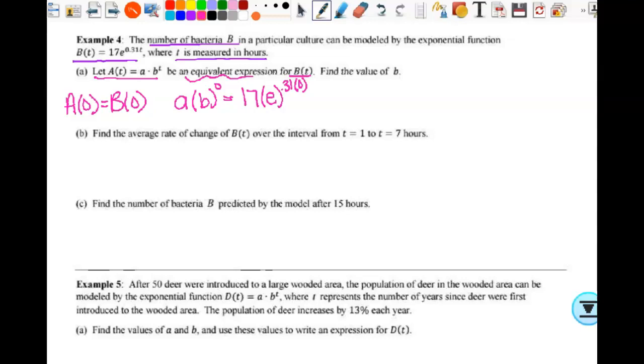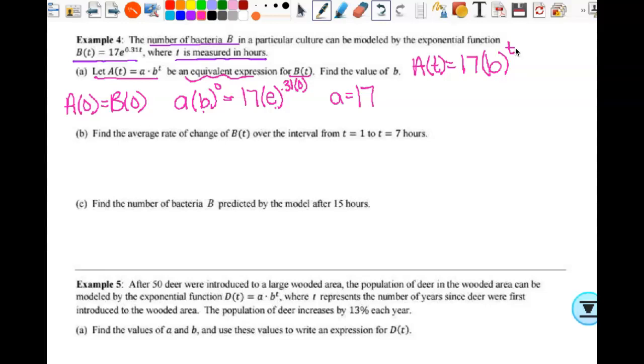So what is B to the 0 power? 1, and 1 times A is A. Well, 0.31 times 0 is 0. What is E to the 0 power? 1. 1 times 17 is 17. So A is 17. I know that for A of T, this would give me 17 times some B that I don't know to the T power. Everybody okay with that?